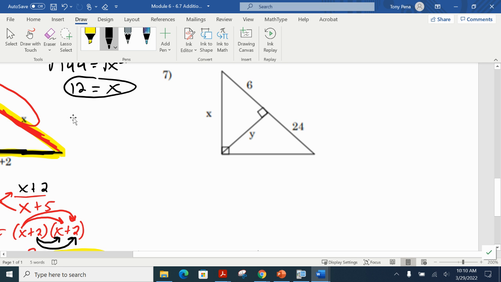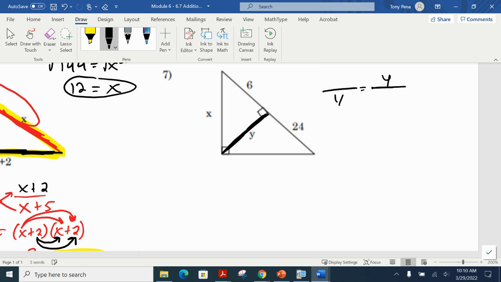Which one did you do first? 6 over y equals y over 24. Good. So she did the altitude first, so she used the y as the mean. And then that rule is when that altitude intersects that hypotenuse, those two segments that it creates are what we are looking for the value in between. All right, and then that's your setup.